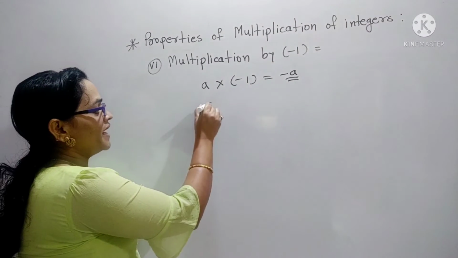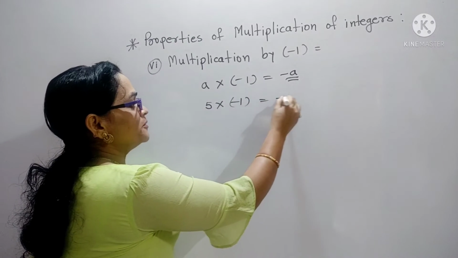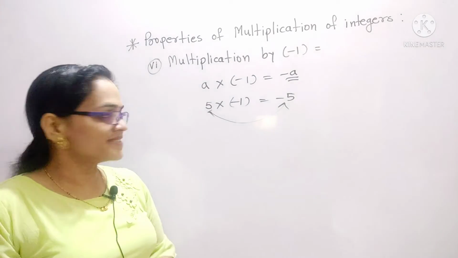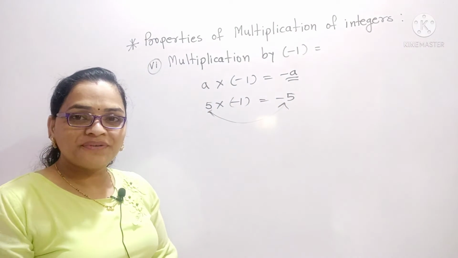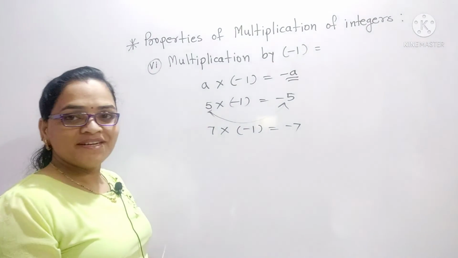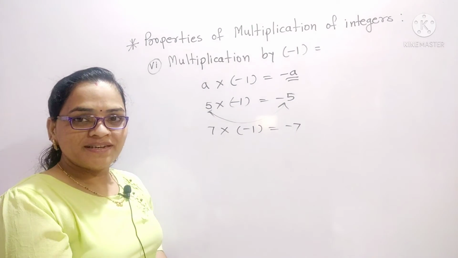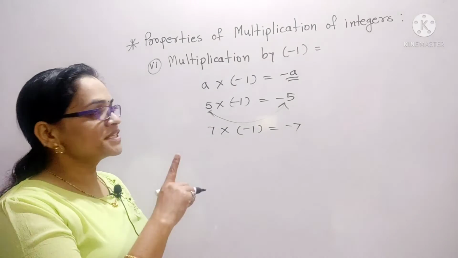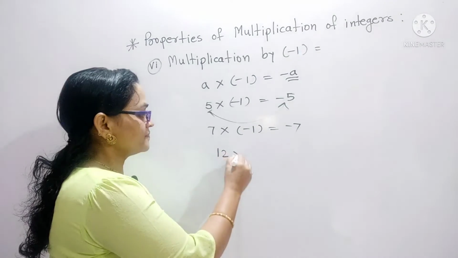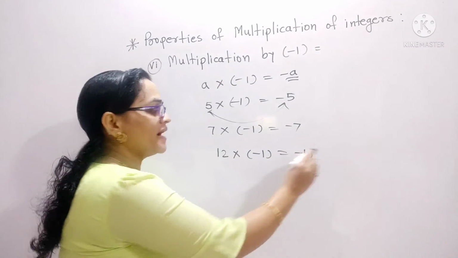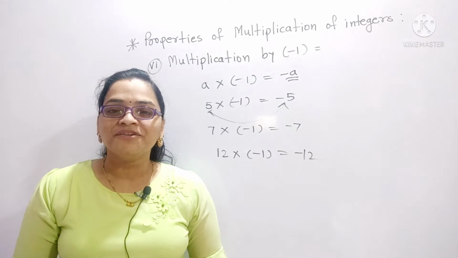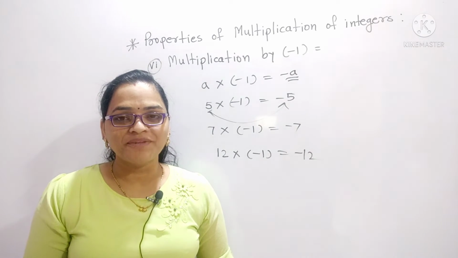See the example: 5 into minus 1 is equal to minus 5. 5 and minus 5 are opposites, or inverses. 5 is the inverse of minus 5. Like that, 7 into minus 1, minus 7 is the product, which means it's the opposite. And that is the sixth property, multiplication by minus 1. Next example: 12 into minus 1 is equal to minus 12. So when we multiply any integer by minus 1, we get its opposite, or inverse, of that integer.